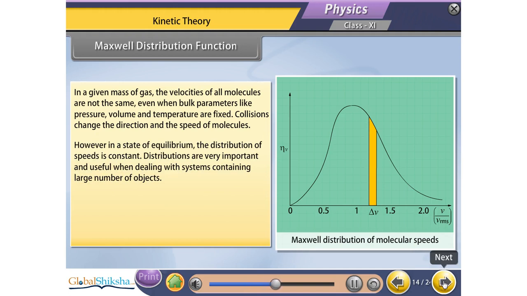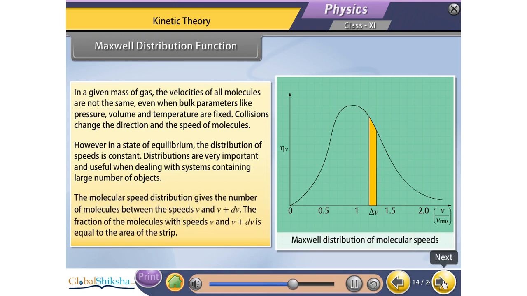Distributions are very important and useful when dealing with system containing large number of objects. The molecular speed distribution gives the number of molecules between the speeds v and v + dv. The fraction of the molecules with speeds v and v + dv is equal to the area of the strip.